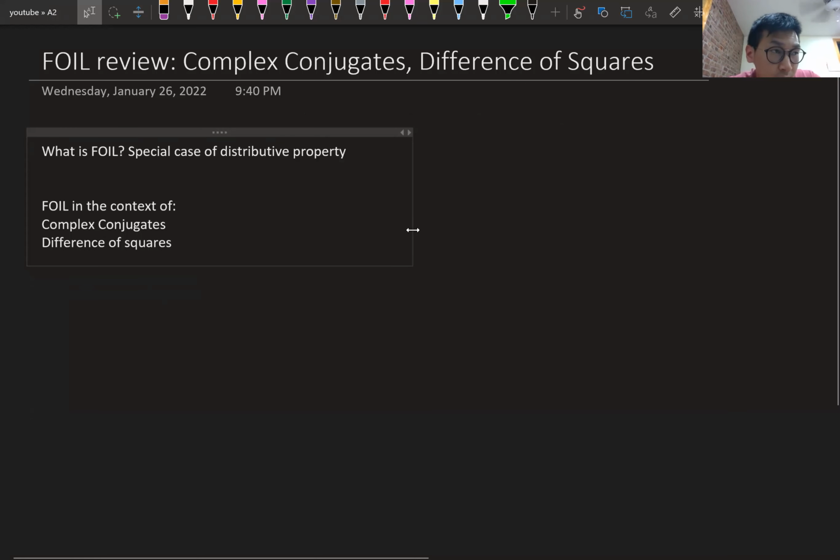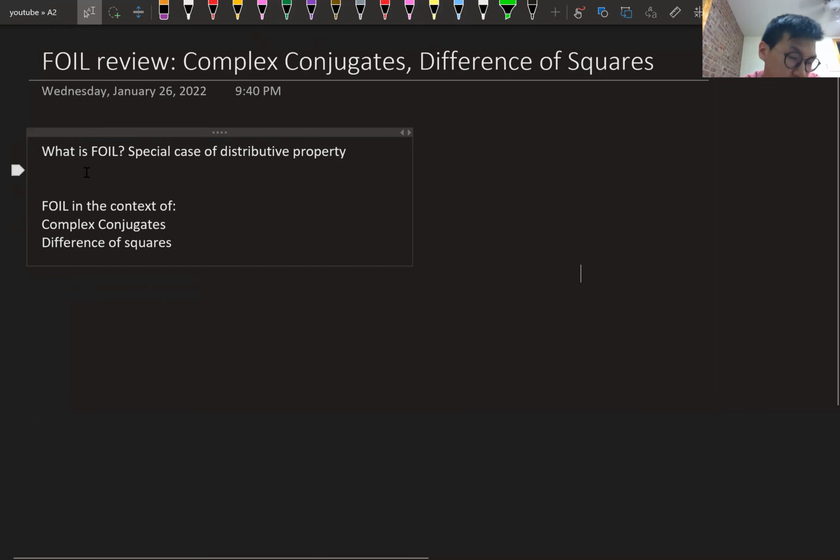All right. So today I promised you guys a video. It's going to be on a FOIL review, but in the context of algebra 2. So the main topics are complex conjugates and difference of squares. So what is FOIL exactly?